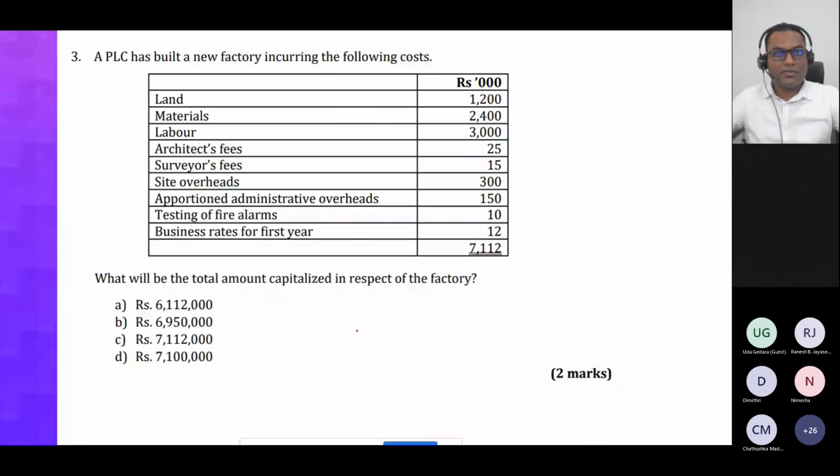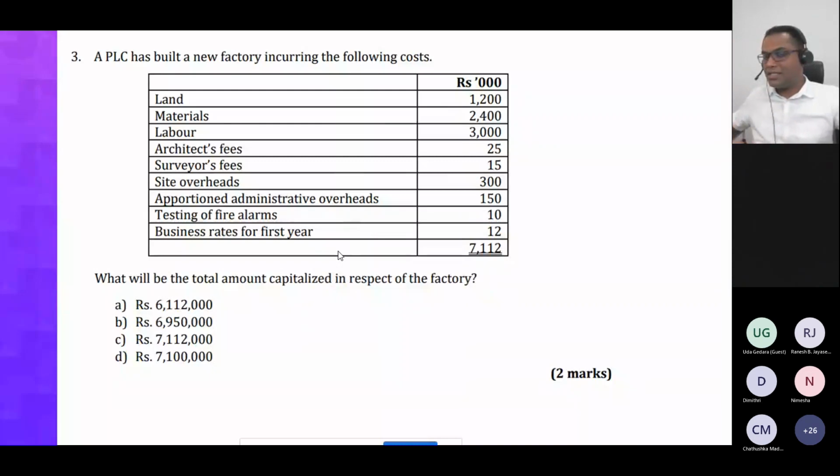So this is with regard to a new factory. So APLC has built a new factory incurring the following cost. So land, material, labor, architect's fee, surveyor's fee, site overheads, then apportioned administrative overheads, testing of fire alarm, business rates for the first year. So total amount, numbers are given in thousands, 7,112. What will be the total amount capitalized in respect of this factory? Okay, tell me, very simple question.